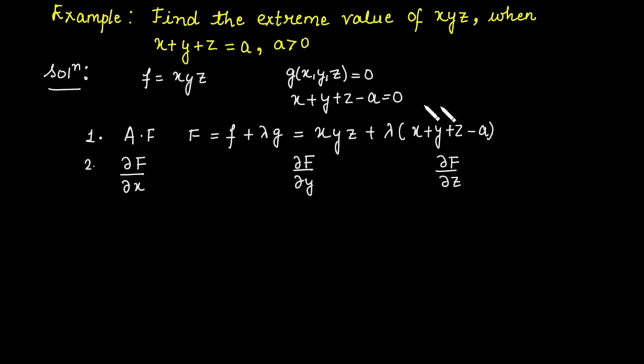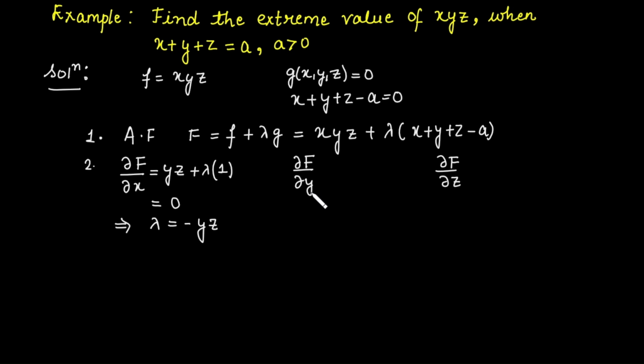Now what is the partial derivative of this function with respect to x? Keeping y and z constant, its derivative with respect to x is yz plus lambda times the derivative of x plus y plus z minus a with respect to x. Lambda is as it is, the derivative of x is 1, and the derivative of the rest with respect to x is 0. Simply we are getting here a 1. Put it equal to 0. From here we have lambda is equal to minus y times z.